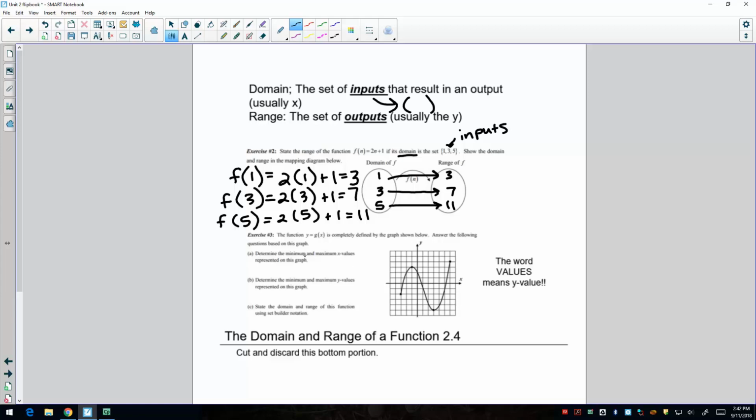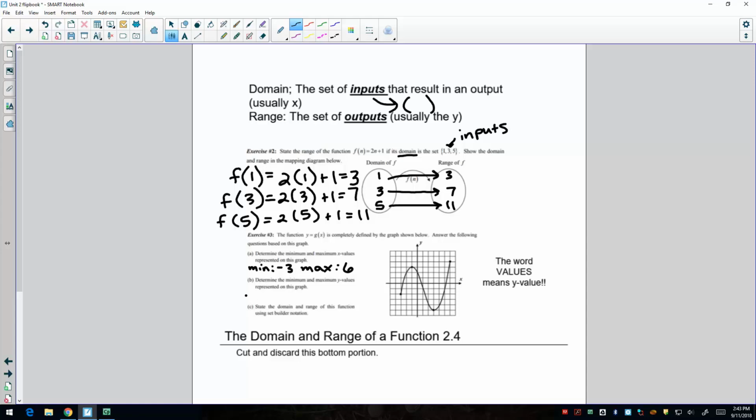It says determine the minimum and maximum x values. So the minimum, if you count along the x-axis that this graph goes to, so I'm going to write min for minimum, the minimum is at -3. That's the lowest value on the x-axis that this graph gets to. The maximum, the highest that it gets to on the x-axis, is 6. If you count over, the highest on the x-axis that it goes to is right here, which is at 6.